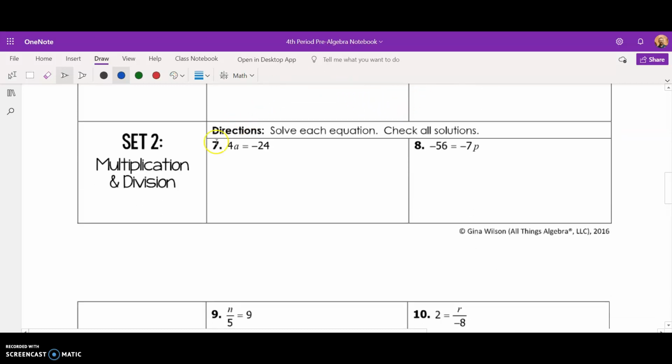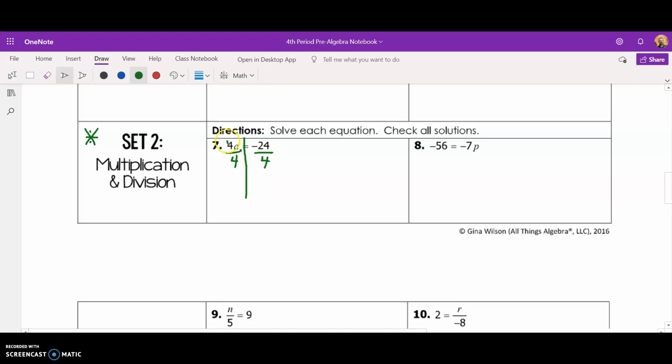Alright, in number 7 I see that we have multiplication tied to the variable. So the inverse of multiplication is division, and the way we show that, we don't use the old division symbol. This symbol is out for this lesson. For division, we're going to use the fraction bar. So we're going to divide the left side by 4, and we're going to divide the right side by 4.